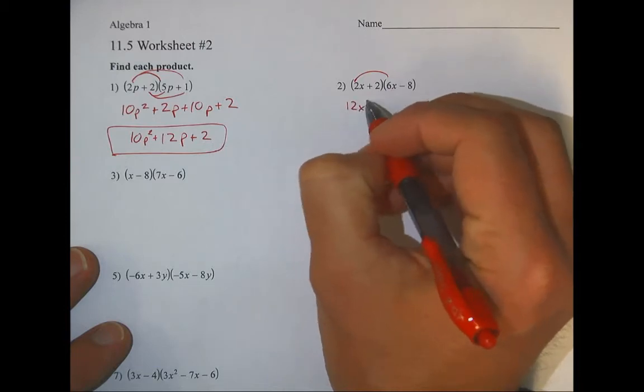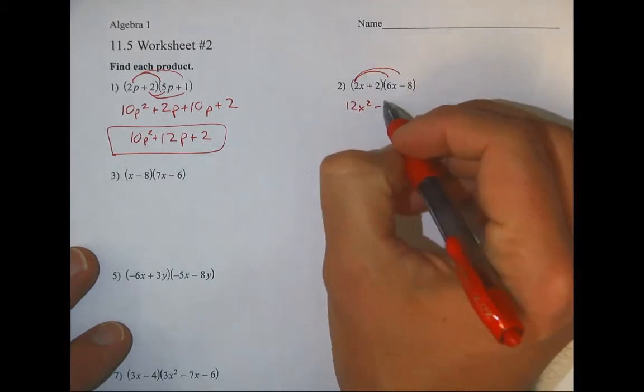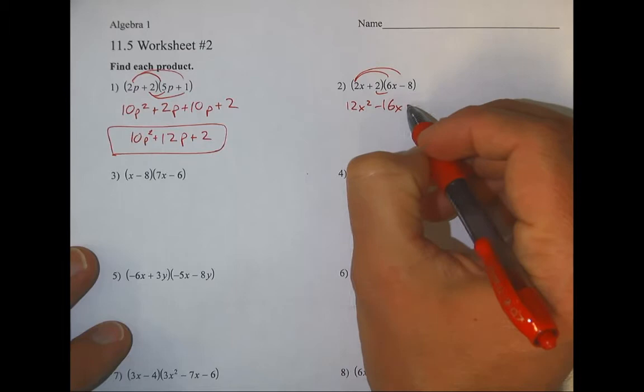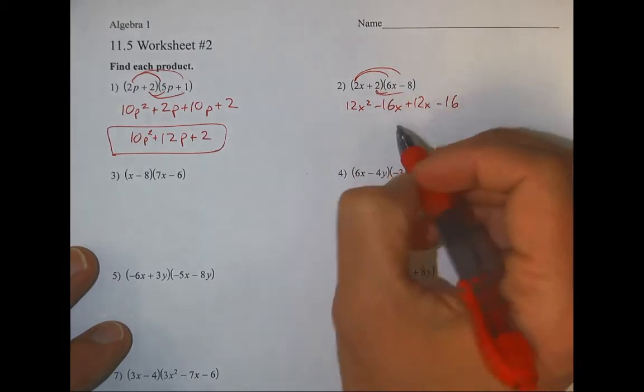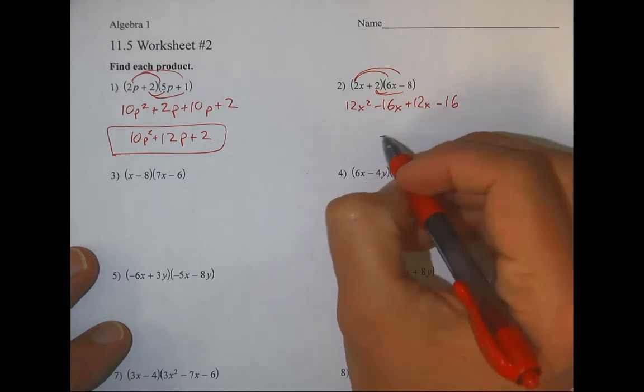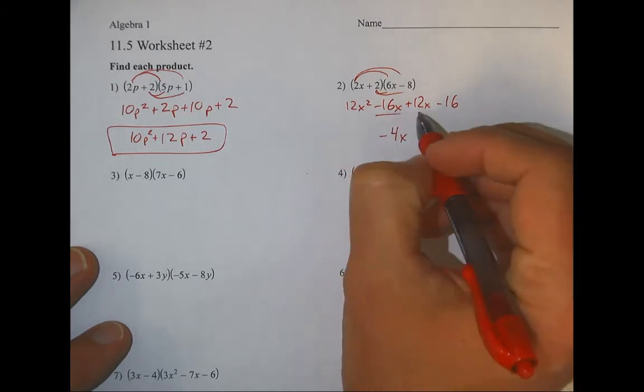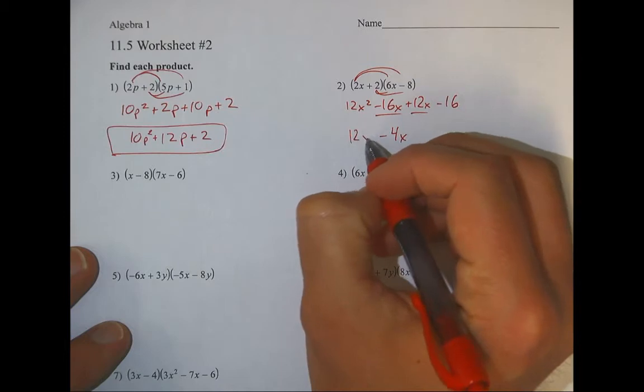Okay, that is 12x squared, negative 16x, 12x, negative 16. These are going to go together to make negative 4x. Everything else comes down.